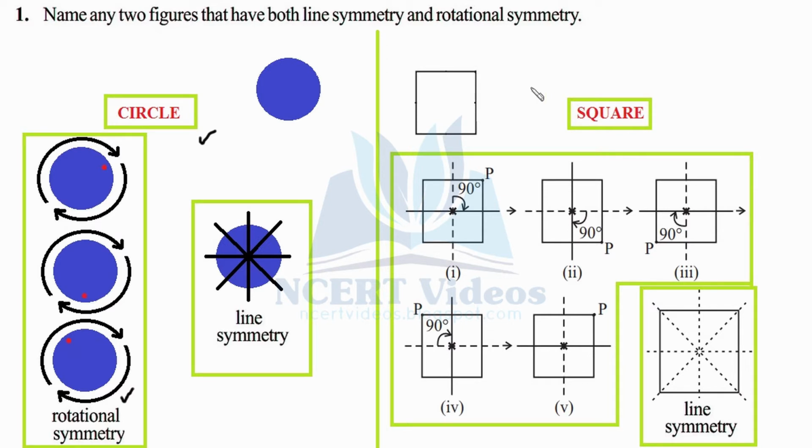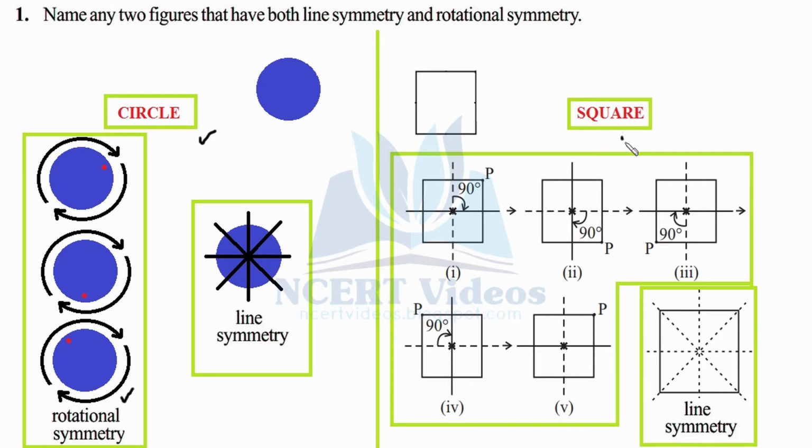Again, this image appears like the initial one. Then again, rotating, P comes here, clockwise direction. This image is similar to the original one, and so on. Thus, square has rotational symmetry. For line symmetry, if you place your mirror here, on the mirror you will be able to see this portion exactly like the original one. Therefore, square has both line symmetry and rotational symmetry.